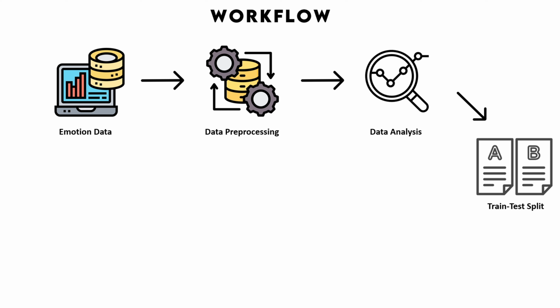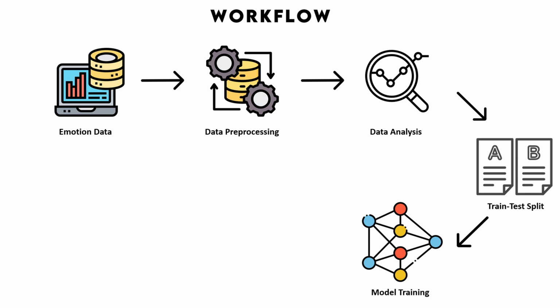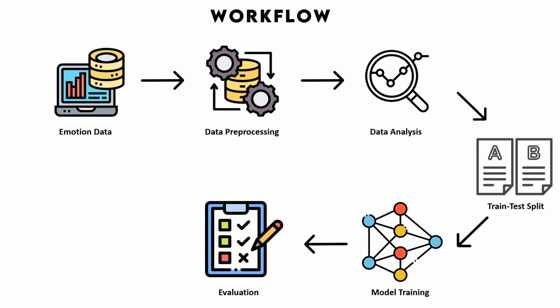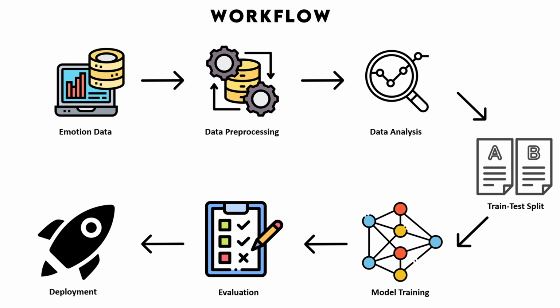After the data analysis, we will split our dataset into the training and the testing datasets. And on the training dataset, we will train our neural network. After training the neural network, we will evaluate our model on various metrics. And after the evaluation, we will deploy our model on Streamlit so that other users can use it online. So that's the workflow for our project. Now let's jump into the coding part.